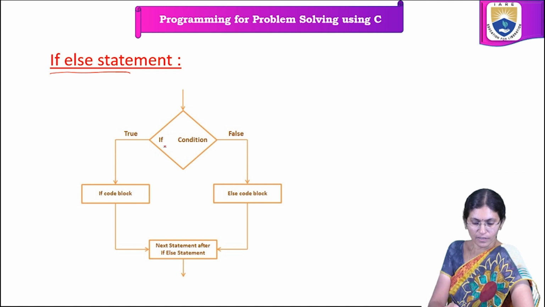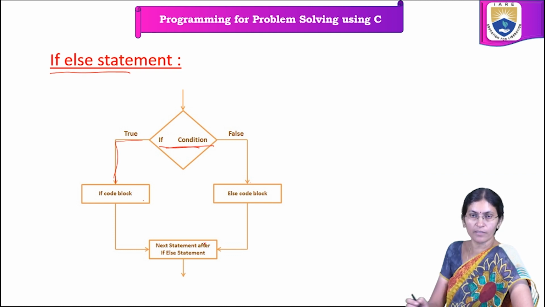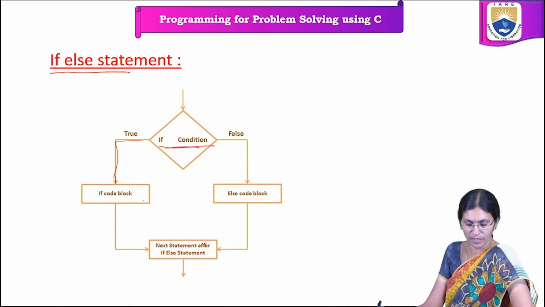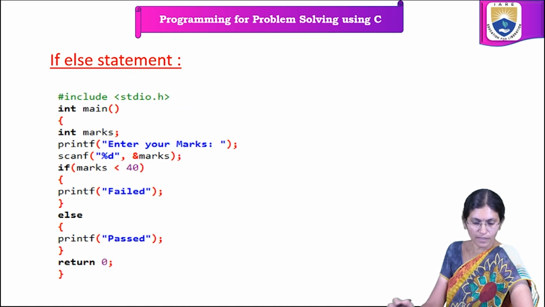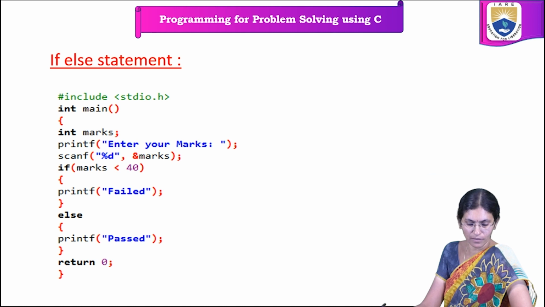This is how the control is transferred when the program encounters an if-else statement. First, the if condition is checked. If the condition is true, then the statements inside the if block are executed. If the condition is false, then the statements inside the else block are executed. After this, the next statements after the if-else statement are executed in the program. Now let us understand it with the help of one example.